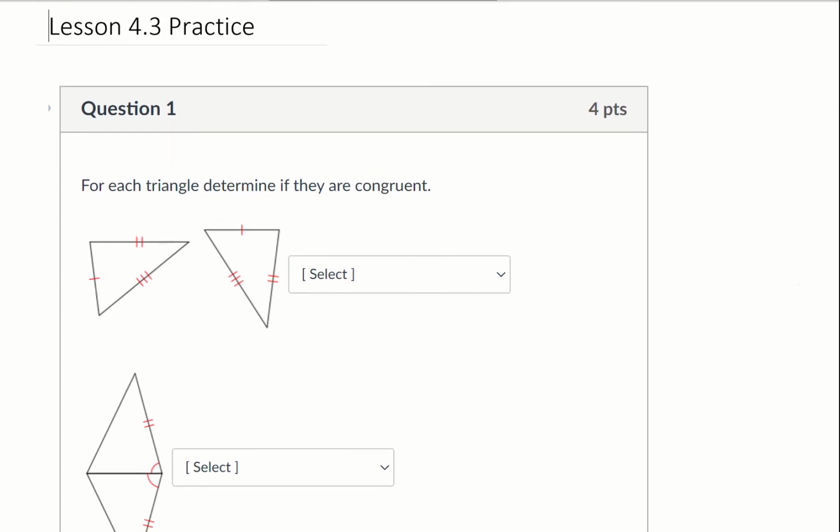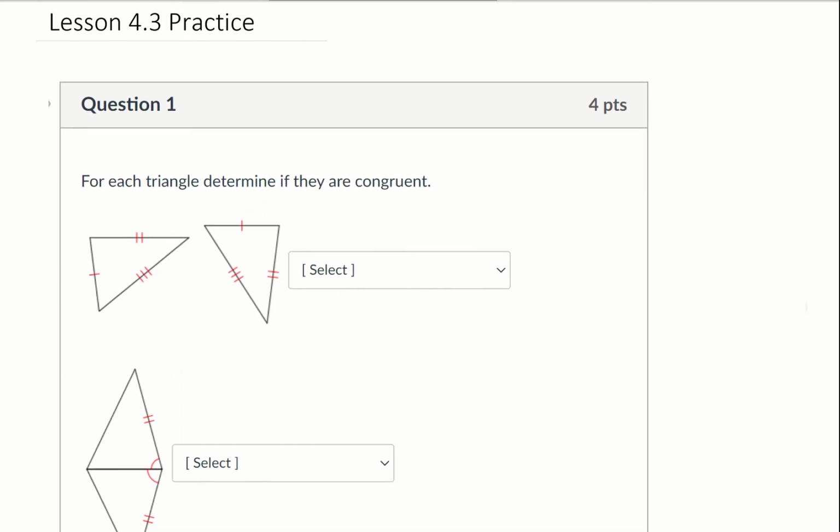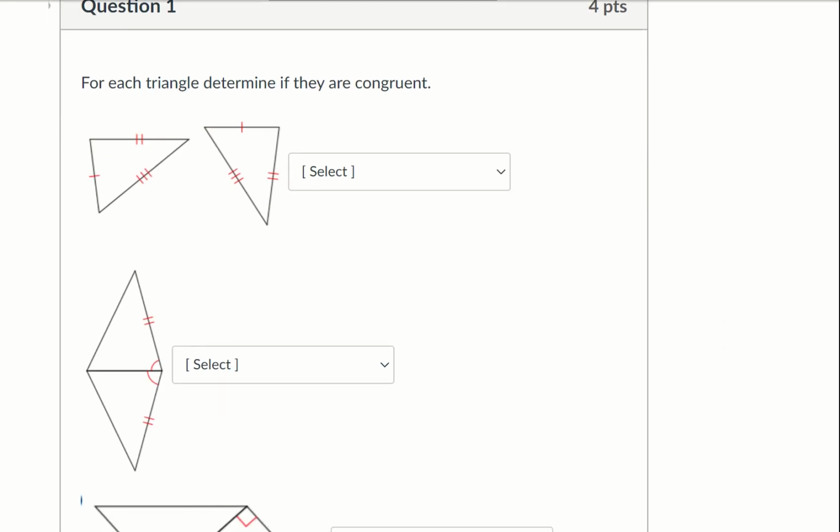This is all about triangles. This was SAS and SSS. For each triangle, determine if they are congruent based off of the theorems or whether you cannot determine. Here we have a side corresponding to a side, and then this side corresponds to this side. So you should be putting SSS for this example.